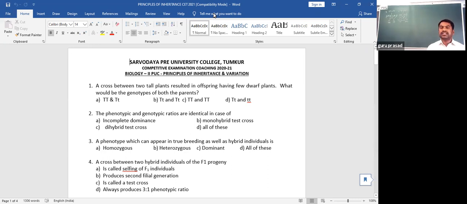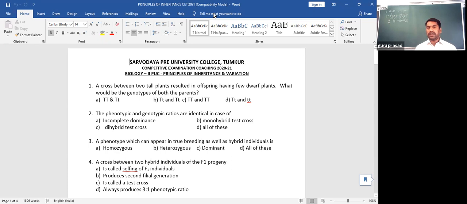So do you think that is the answer? So it's clear, A is the answer. When you come to B, monohybrid test cross. In a test cross, you should know first of all, it is a cross between the F1 generation and their homozygous recessive parent. The F1 generation is crossed with their homozygous recessive parent.